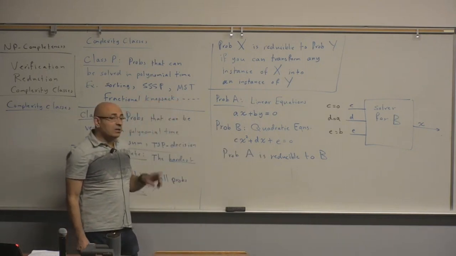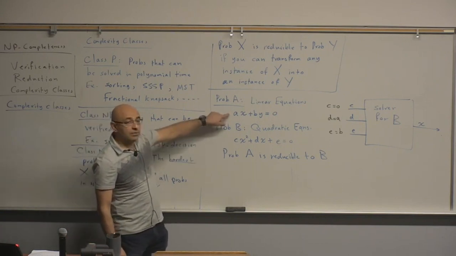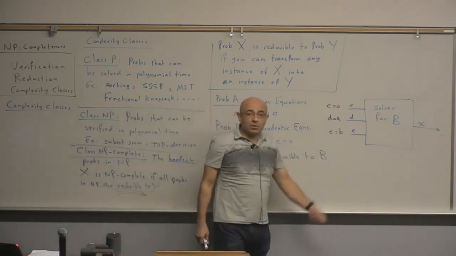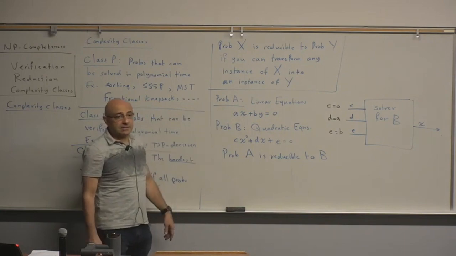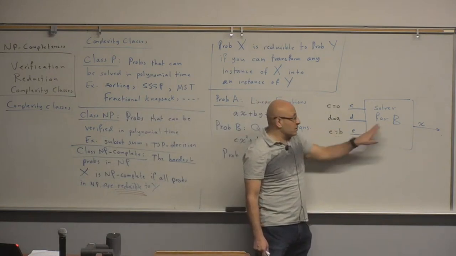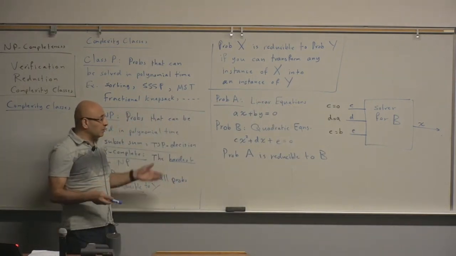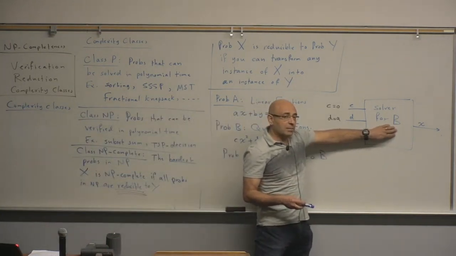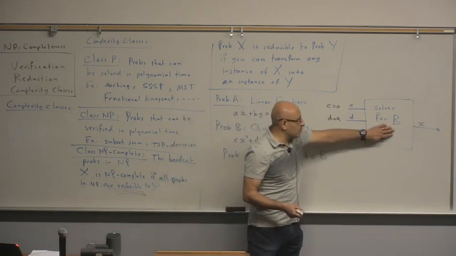Note here that in this example, it doesn't go in both directions. Not any instance of this can be transformed into an instance of linear equations. So in this case, which problem is more general? B. Yes, B is a more general problem. A is a special case of problem B. So that's why we managed to use a solver for B to solve A. Usually, by showing that one problem is reducible to another, you are showing that the problem for which a solver exists is more general.